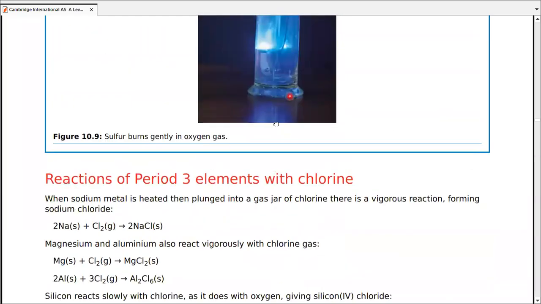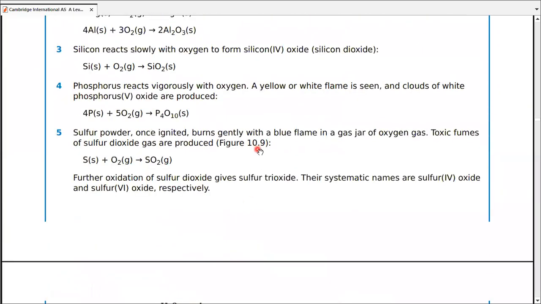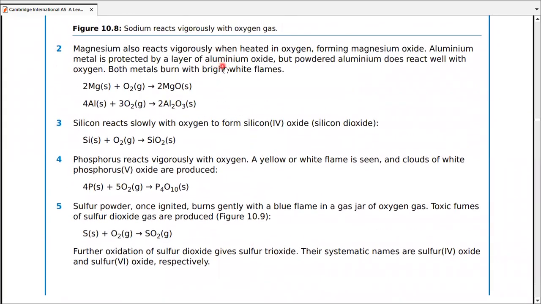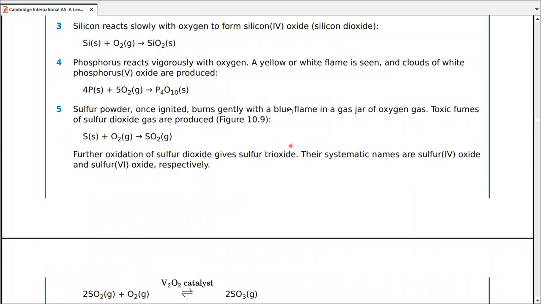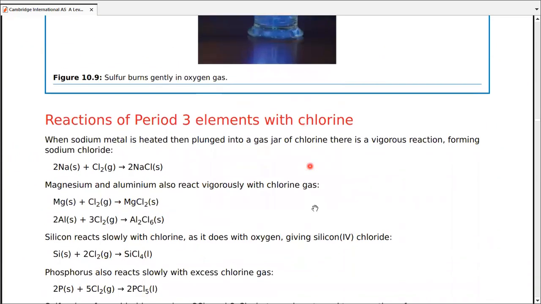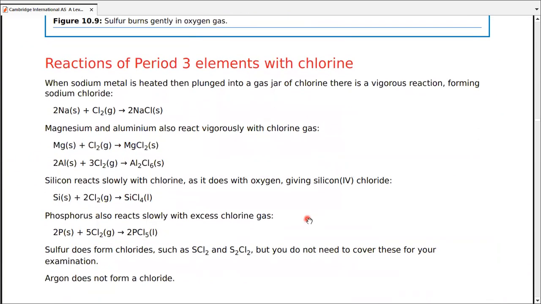And when it comes to silicon, this might be a little bit questionable. Now, I hope you understand all the metal oxides usually here are basic oxides. Aluminum oxide, however, is amphoteric. The silicon oxide is acidic. And moving on, phosphorus and sulfur oxides are all then acidic oxides. So I hope that clarifies it. Let's move on to reaction of period 3 elements with chlorine.